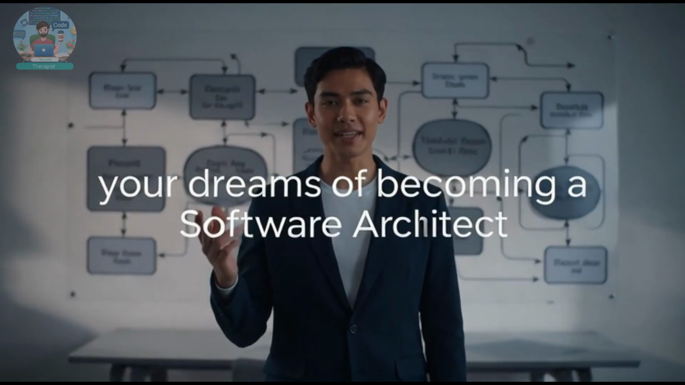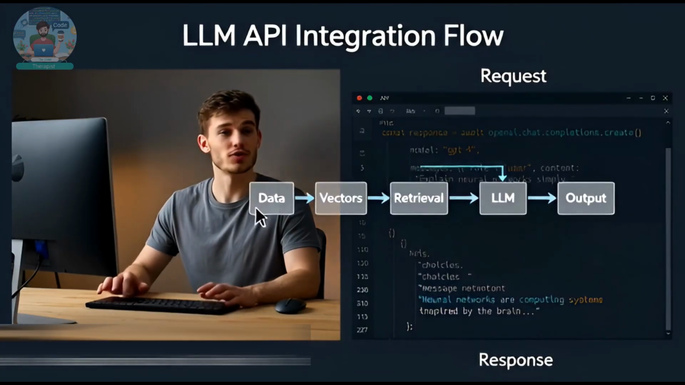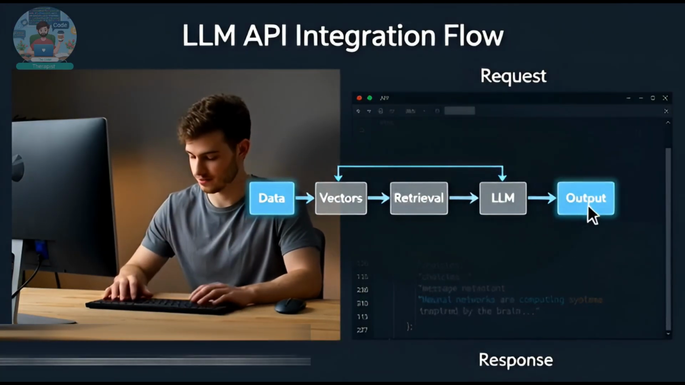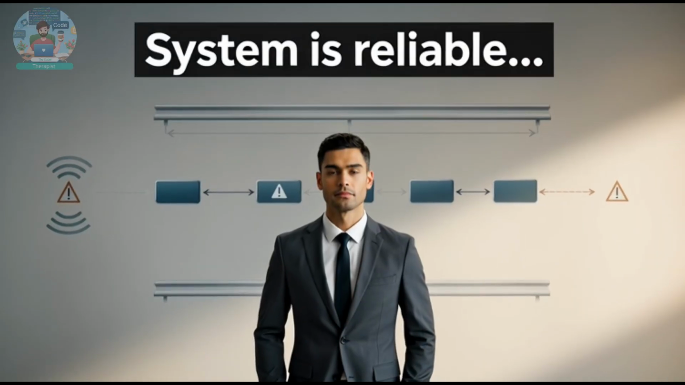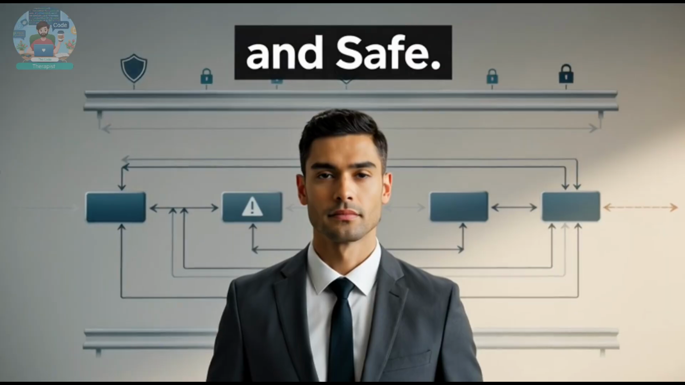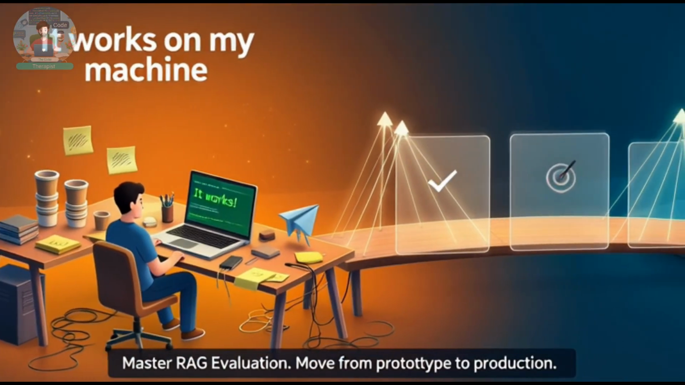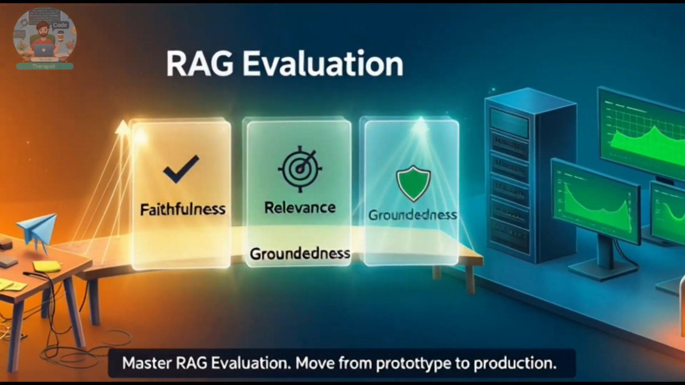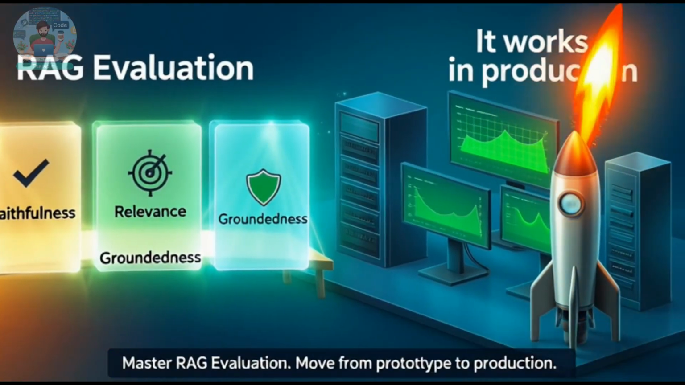Hey, don't worry. I'm right here by your side, ready to help you achieve your dreams of becoming a software architect. In our last session, we built a RAG pipeline. It felt like magic. But here is the hard truth. Anyone can follow a tutorial to build a prototype. To become a true software architect, you must ensure that system is reliable, factual, and safe. Today, we are going to move from "it works on my machine" to "it works in production" by mastering RAG evaluation. Let's learn and grow together.